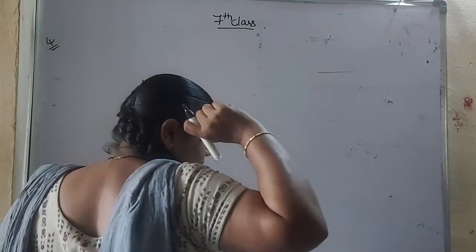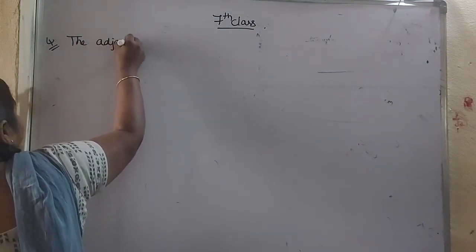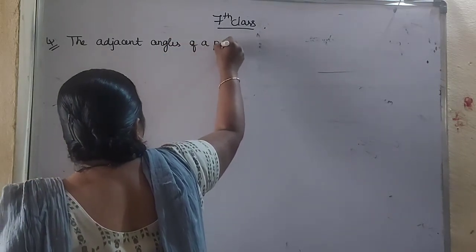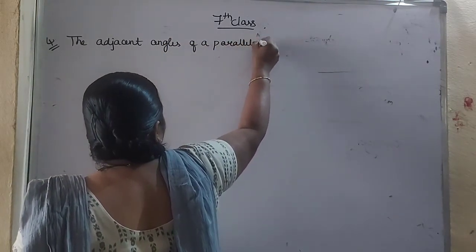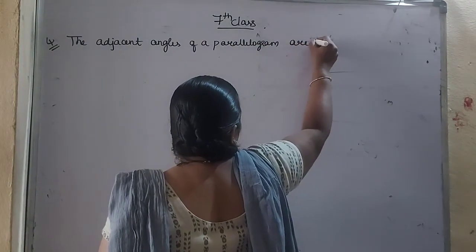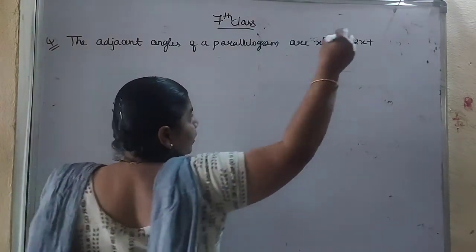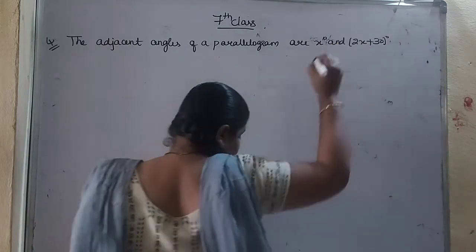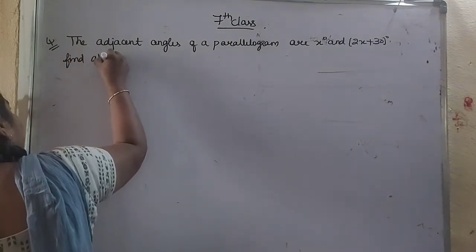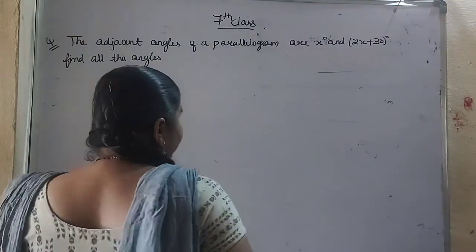So what is the question? The adjacent angles of a parallelogram are x degrees and 2x plus 30 degrees. Find all the angles of the parallelogram.